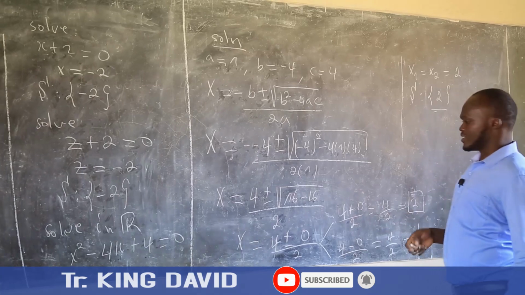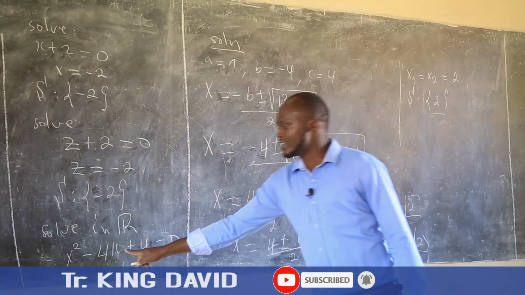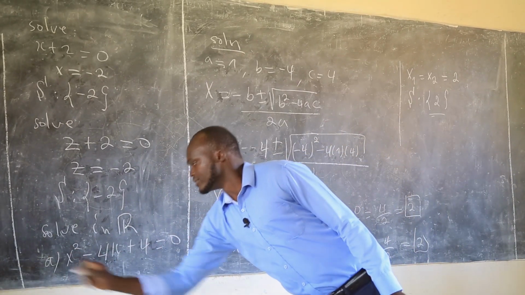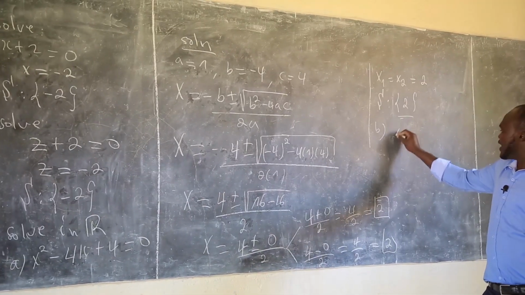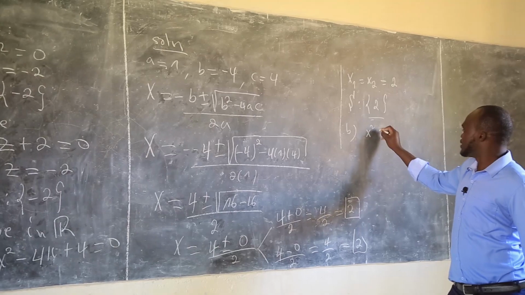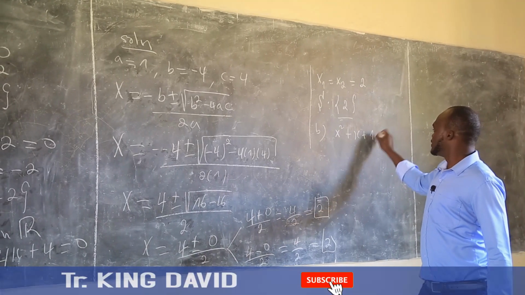So now there is a question. This question was number A. So B, how can we solve x squared plus x plus 1 equal to 0?